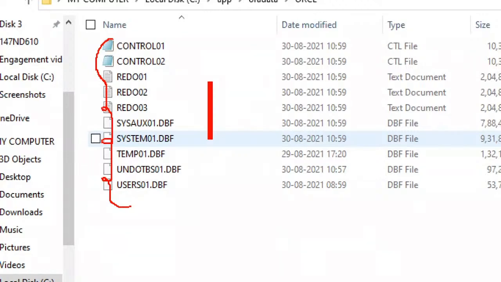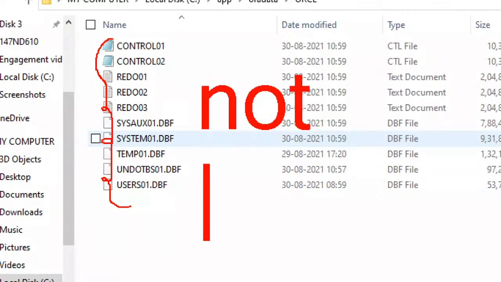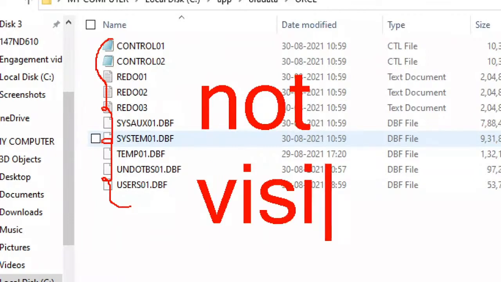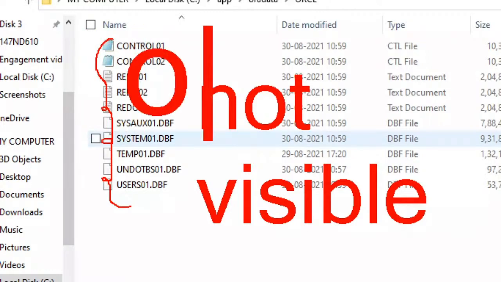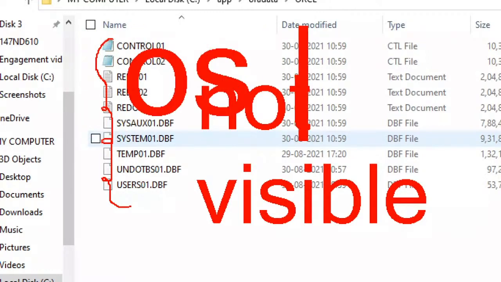But unfortunately, here, Z is a table I'm giving. Is that table visible in the operating system or not visible? Very good, not visible. You are observing, right? This is not visible. That's why a structure which is not visible in the operating system, the OS, is called a logical structure.